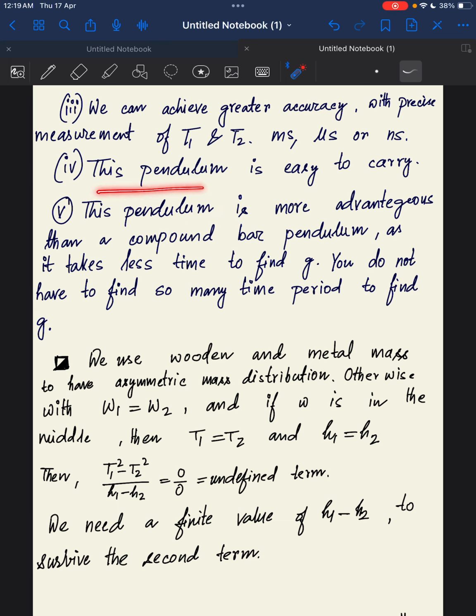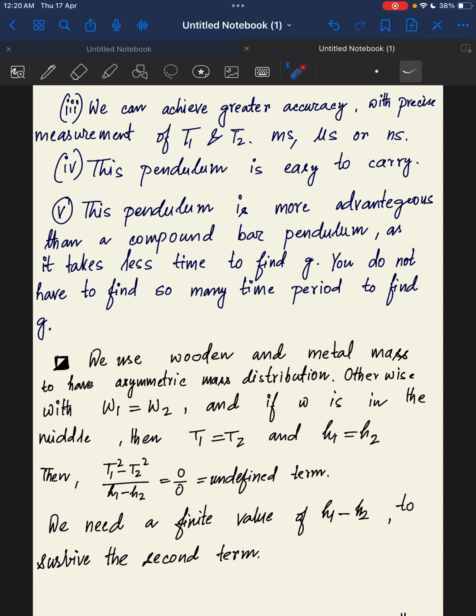And this pendulum is also easy to carry. You can go anywhere with the pendulum, and you can do a g survey over any particular surface of the earth. And this pendulum is more advantageous than a compound bar pendulum as well, as it takes less time to find g. You do not have to find so many time periods to find g and plot a graph from those values.